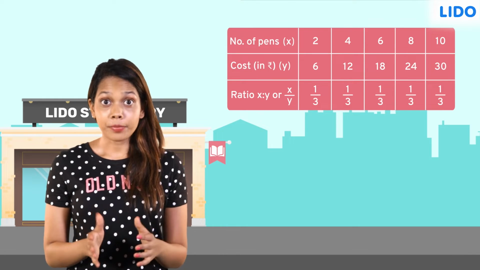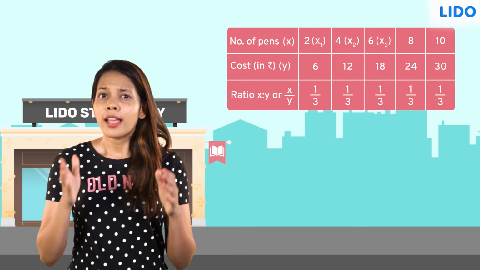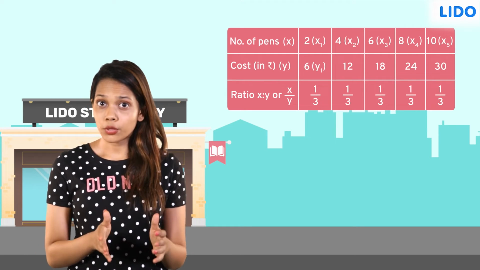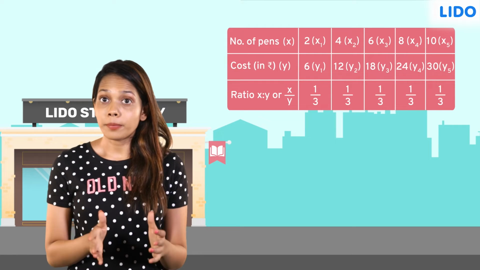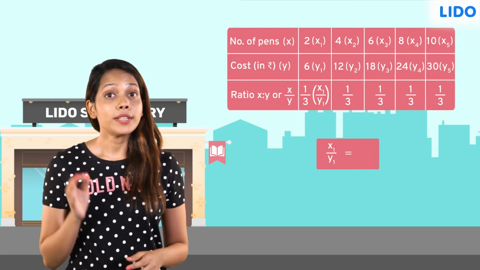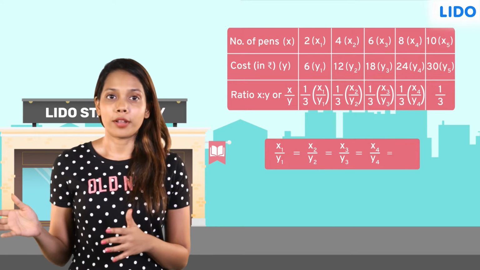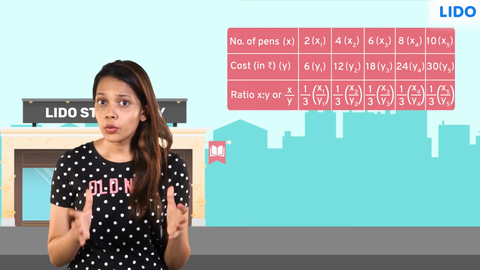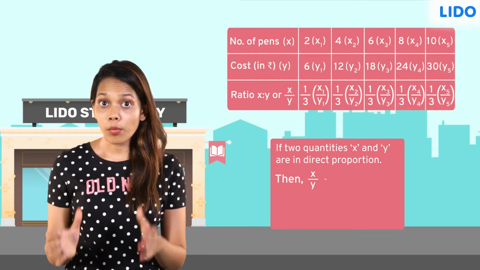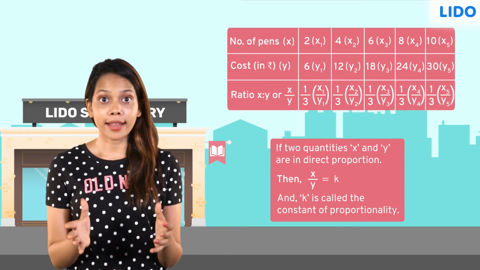When x and y are in direct proportion, then x1, x2, x3, and so on represent the values of x, and y1, y2, y3 and so on represent the values of y. So x1 over y1 equals x2 over y2 equals x3 over y3 and so on. This implies that if two quantities x and y are in direct proportion, then x over y is a constant k, and k is called the constant of proportionality.